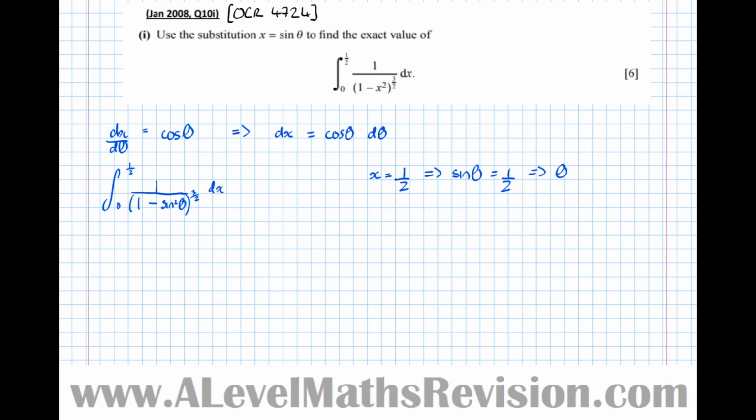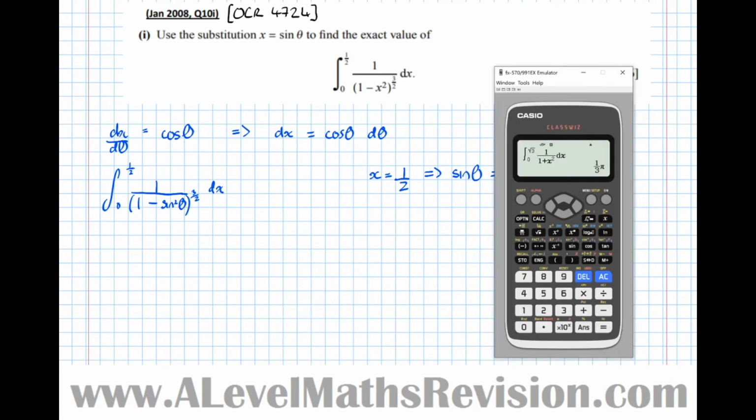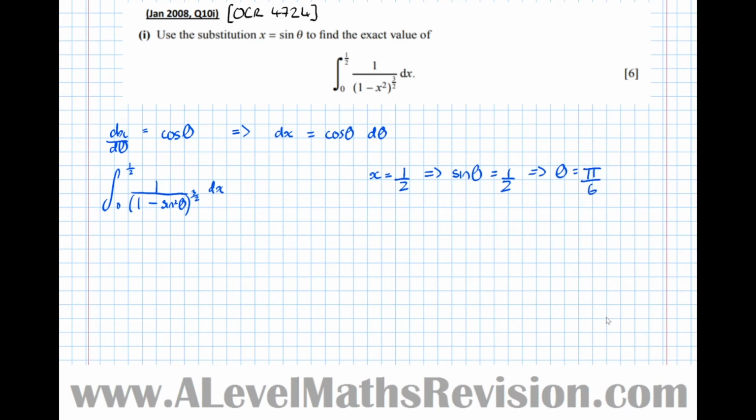that theta equals, let's put in the calculator, so arc sine of 1/2, which is a 6th pi. So if x equals 0, that means that sine theta equals 0, and we know that that just means theta equals 0. So now we know that the integral is between theta limits pi over 6 and 0. And we've got 1 over 1 minus sine squared theta to the 3 over 2.